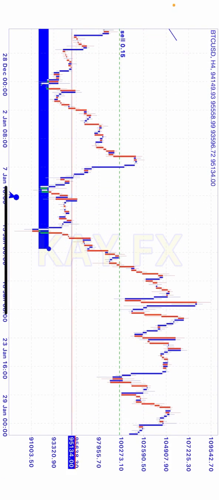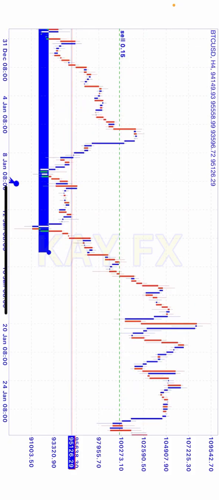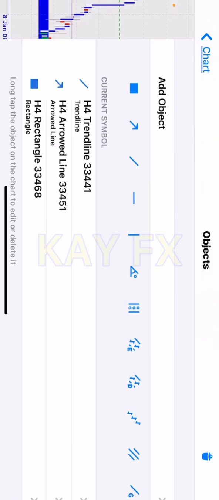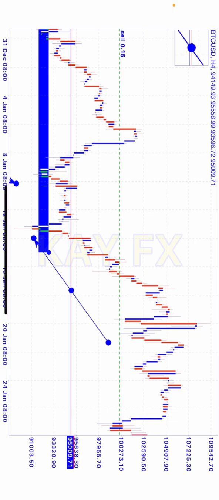Let me do this. After this longer candle, let me find another one. Yes. So after this candle, it was supposed to completely break this, then close the bearish candle, and then open the candle that was supposed to confirm that we are going down.